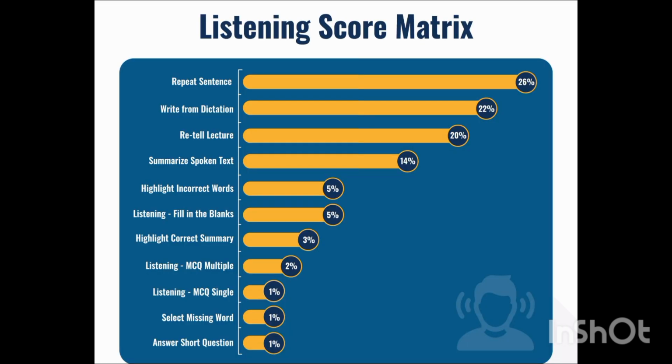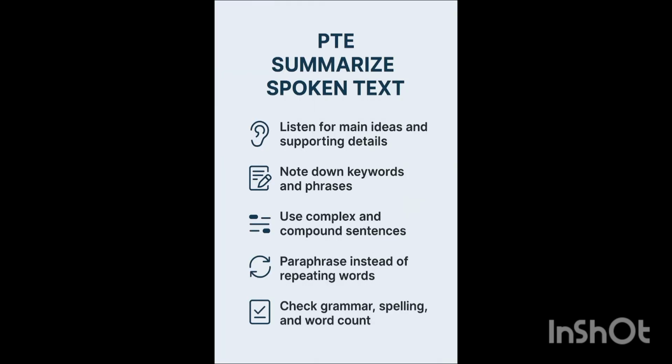So these are the listening score metrics. Repeat sentence will be around 26% of your score. Write from dictation is 22%. Retell lecture is 20%. Summarize spoken text is 14. Highlight incorrect words 5. Listening fill in the blanks is 5. Highlight correct summary is 3%. Then multiple choice question is 2%. Then single answer is 1%. Select missing word is 1. And lastly short answer is 1.